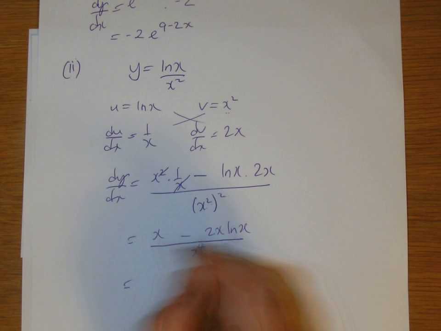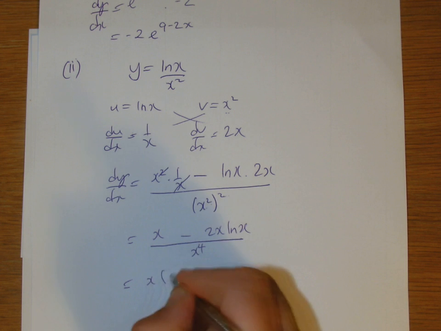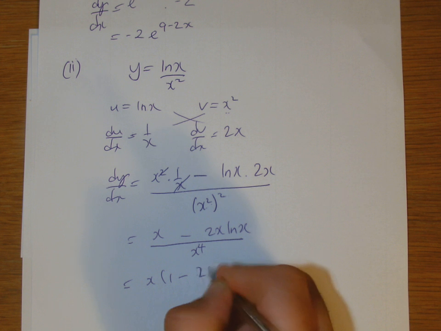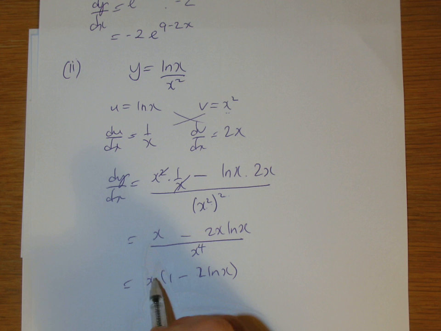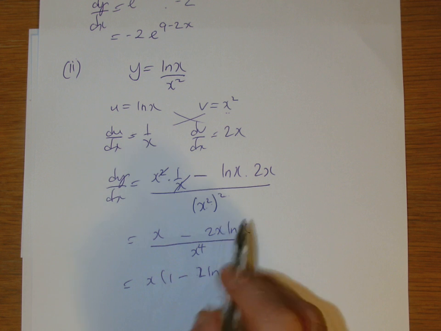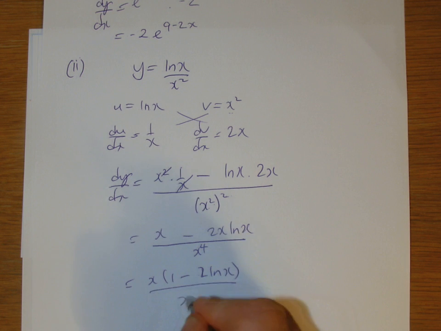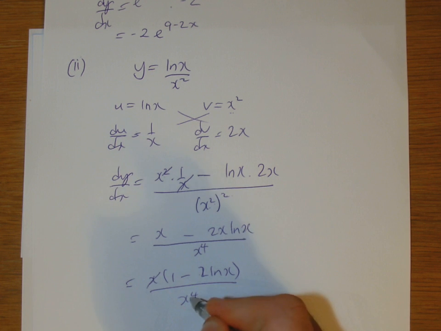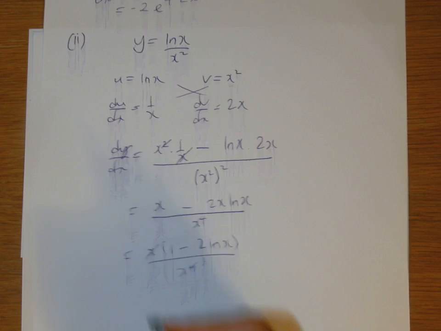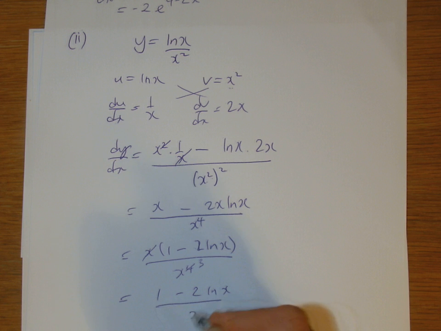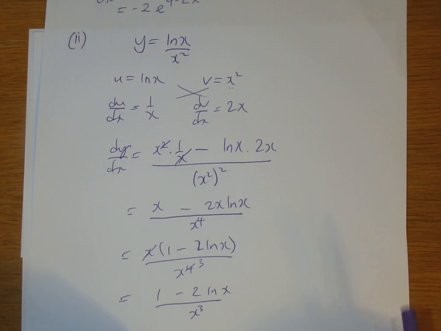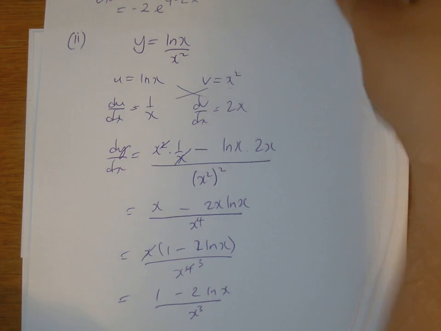On the top then, factorize out. So you have x. x is a factor on the top, so you can take out x. So you have 1 minus 2 ln x, and on the bottom you have x to the power 4. And again we can use this idea where that x will cancel with this here, so it becomes a power 3. So you end up having 1 minus 2 ln x over x cubed. It is important to simplify, because that's what they ask for in the exam.